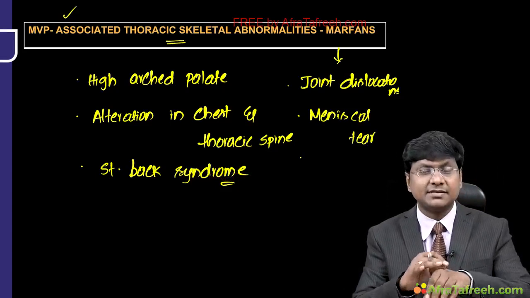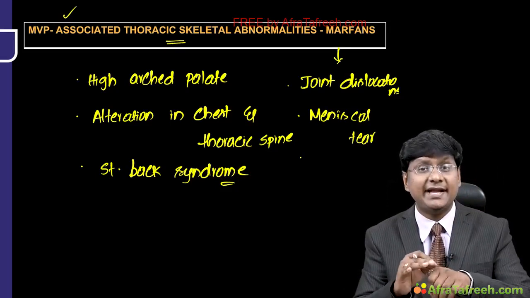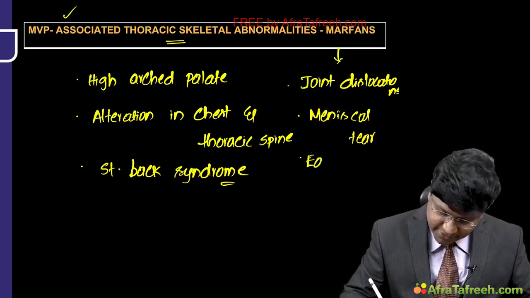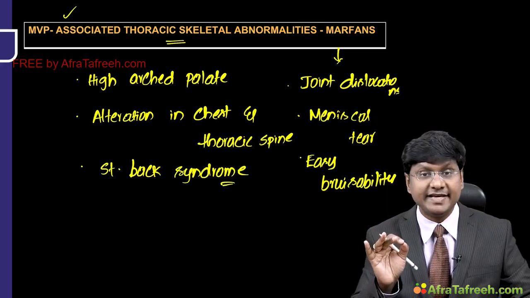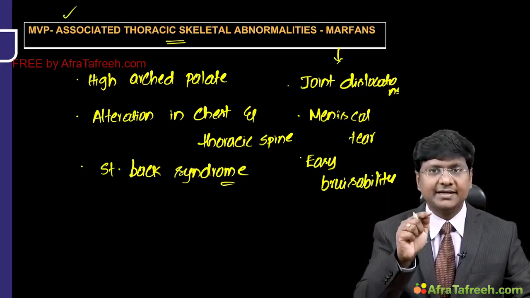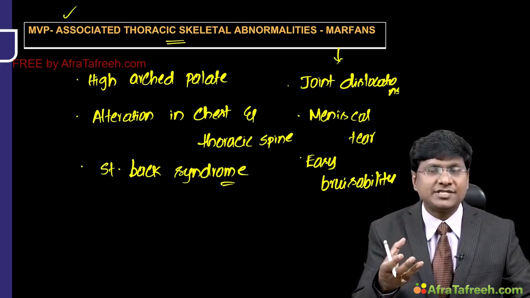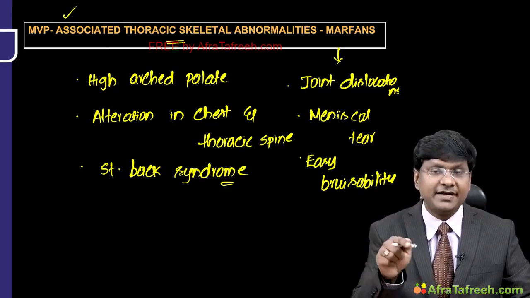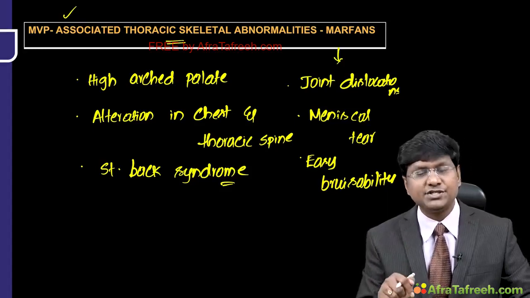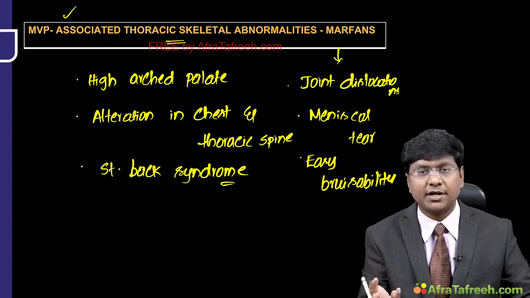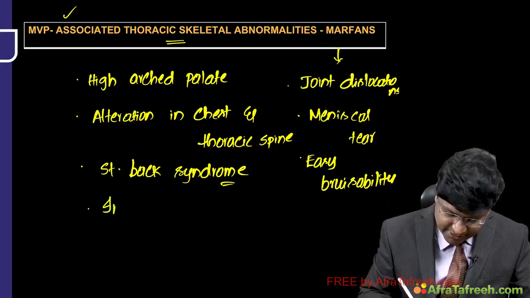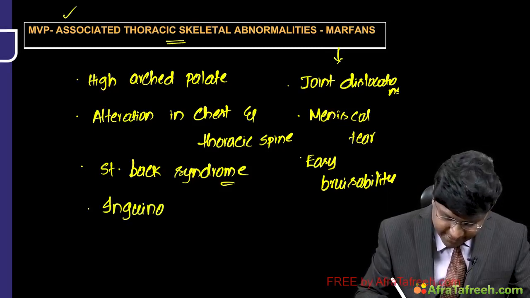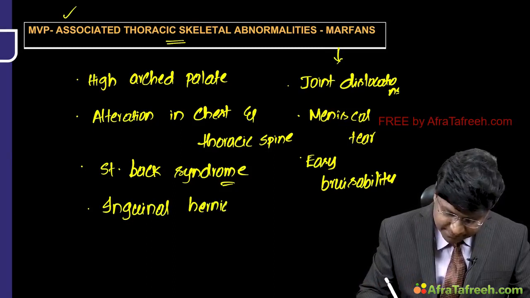And even the skin, right, it is very loose and fragile. So these individuals have easy bruisability. And take the inguinal canals, right? You have the support system for the inguinal canals that will prevent the development of hernias. Now, in patients with Marfan's, because of the connective tissue disorder, the support system for the inguinal canals is lost, and that is the reason why these individuals also have associated inguinal hernias.